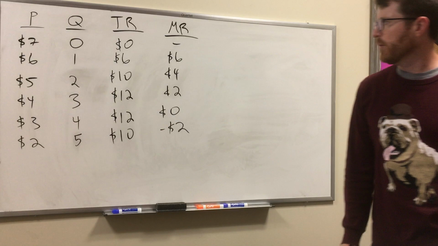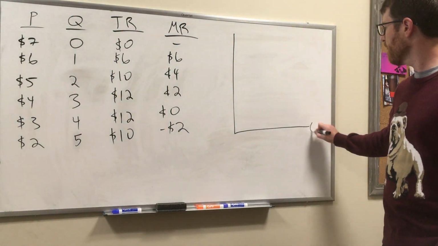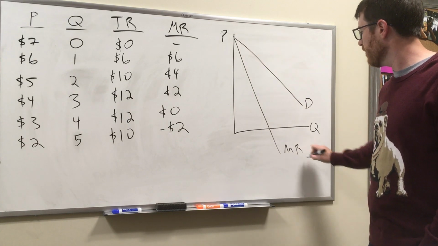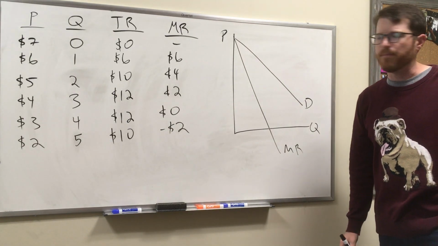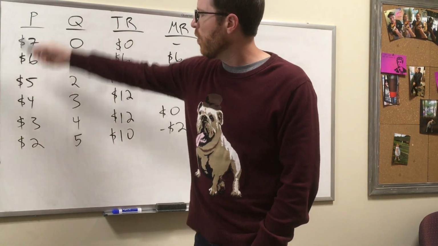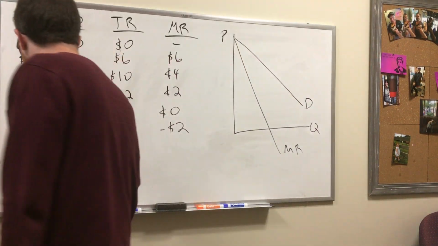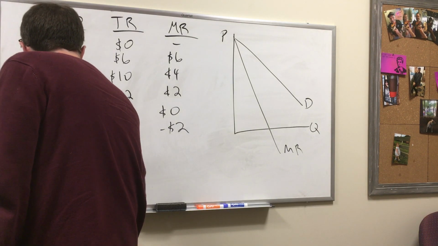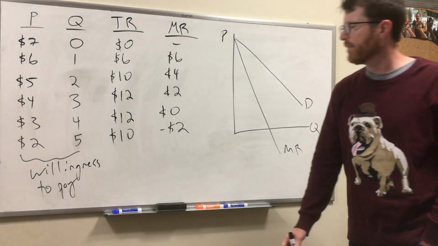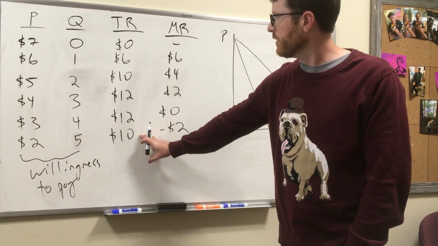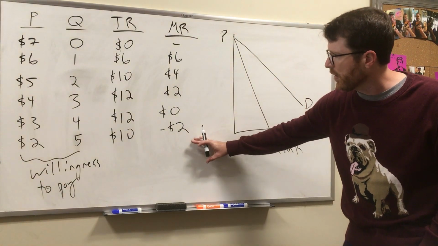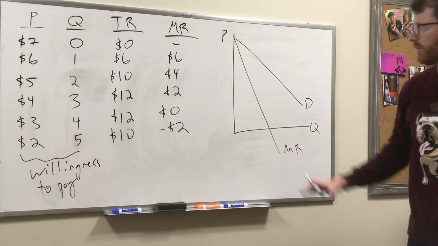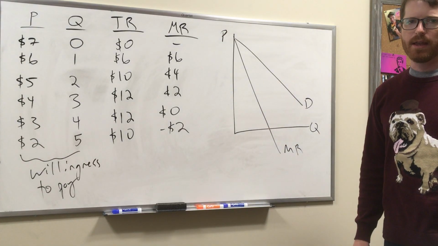Okay, so this monopoly would face a scenario where the demand curve and the marginal revenue are not the same. The demand curve is shown by price and quantity. This shows willingness to pay here. Okay, that's willingness to pay. Total revenue shows how much they earn, and you can see that the marginal revenue curve does not line up with the demand curve. In fact, the marginal revenue curve is twice as steep as demand.